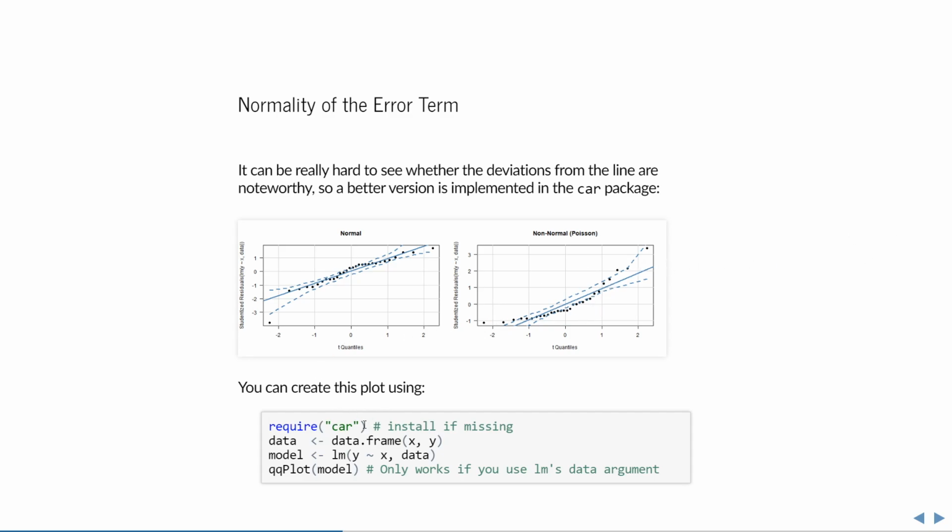You can do this by installing the package car, which might give you some issues on Mac recently, but if not, then all you have to do is install car, then do require(car), and then you need to supply a data argument to your linear models. You can't just do y against x because this function qqPlot expects there to be data supplied to this model. And when you do that, you can simply do qqPlot(model), and that will give you the QQ plot shown above.